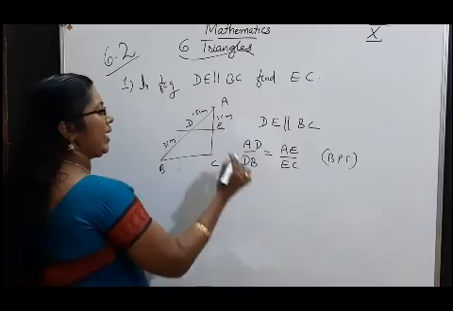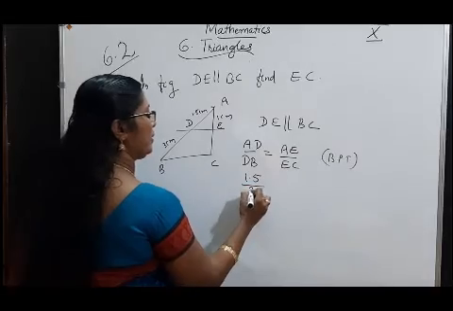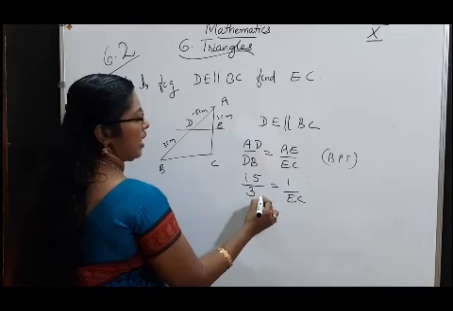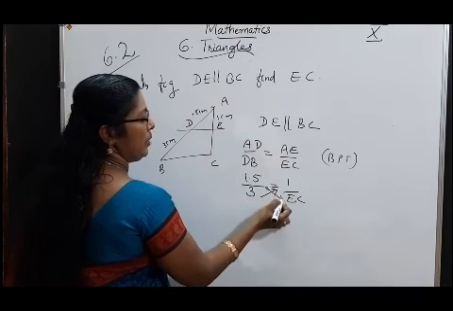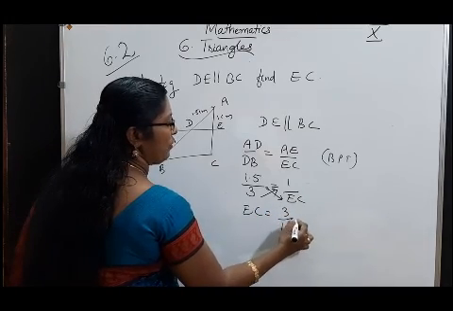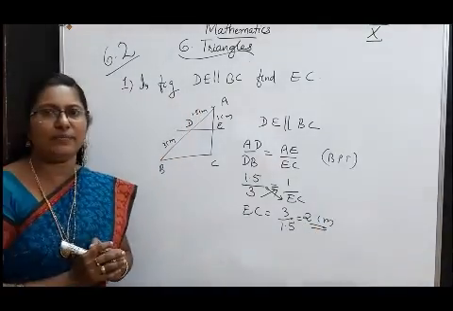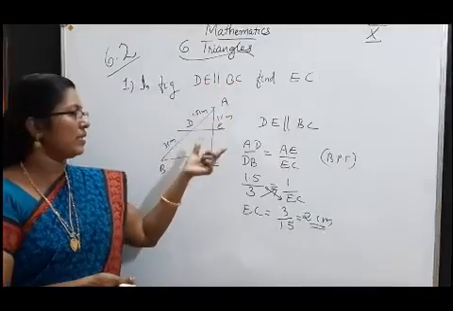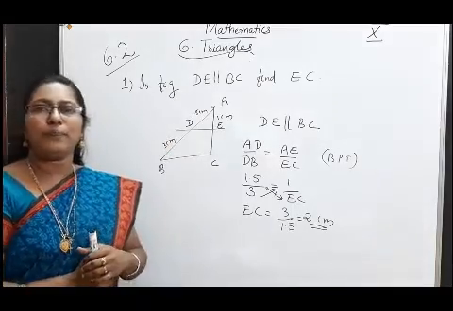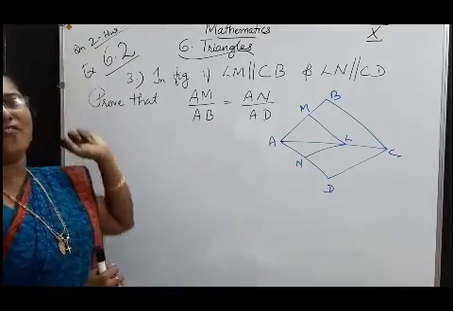AD is 1.5, DB is 3, AE is 1, and we want to find EC. Transposing, EC equals 3 by 1.5, that is 2 centimeters. Here the answer is 2 centimeters. Since DE is parallel to BC, you can use the basic proportionality theorem. The sides are proportional. Okay, clear? Question number 2 is your homework.